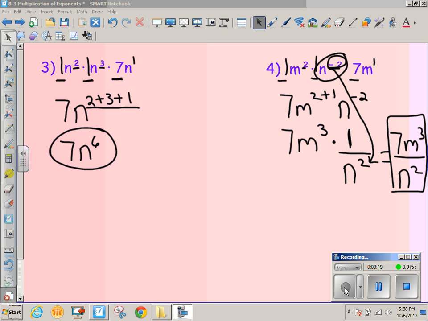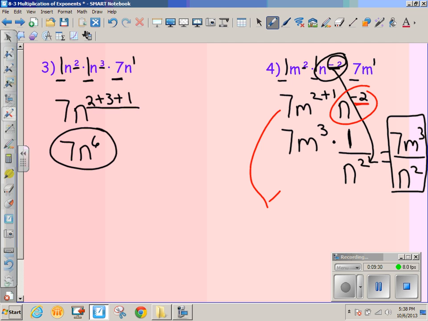So I just want to emphasize once again that you cannot have a negative exponent. If you have a negative exponent, then your answer is not simplified. So let's say that you got to this step and you would have ended up with 7 times m cubed and you left it as n raised to the negative second. Your final answer can never have a negative exponent. So that's where you're going to go into changing it to the fraction.